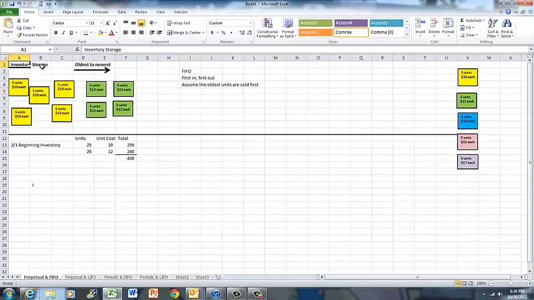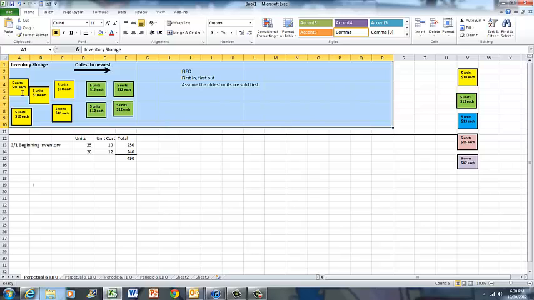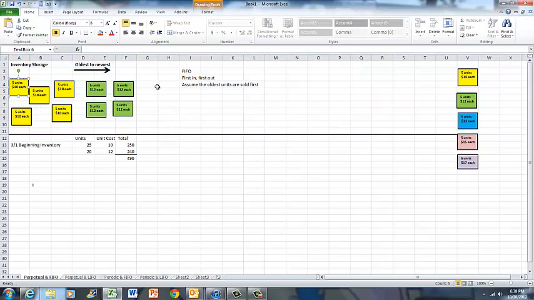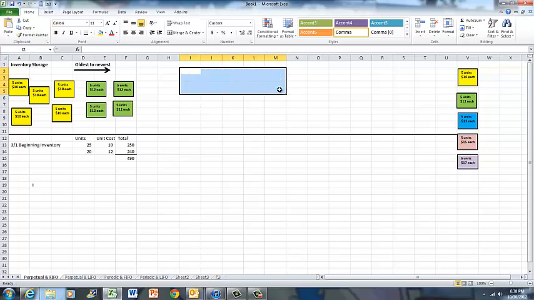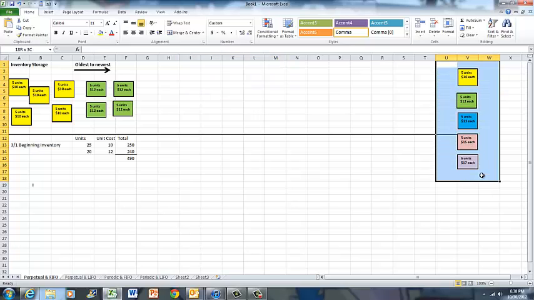As you can see here, I have this inventory storage area up here, and the oldest units are going to be put to the left, and then as we acquire more units, they'll be put over here on the right. I have tokens over here on the right that represent different units of inventory. Each token represents 5 units of inventory. The yellow ones, the 5 units, cost $10 each. The green, they cost $12 each. The blue costs $13 each. The pink, $15, and the purple, $17 each. But each box represents 5 units of inventory.